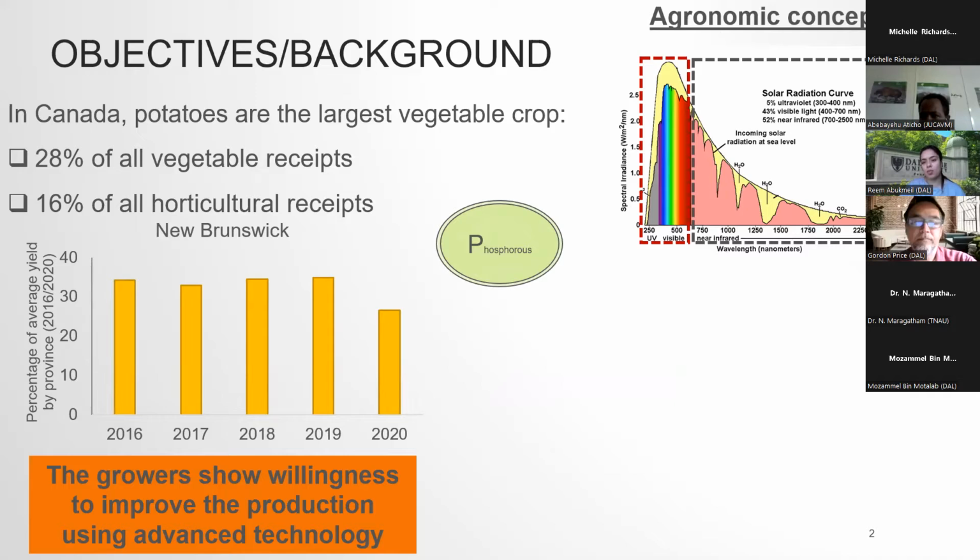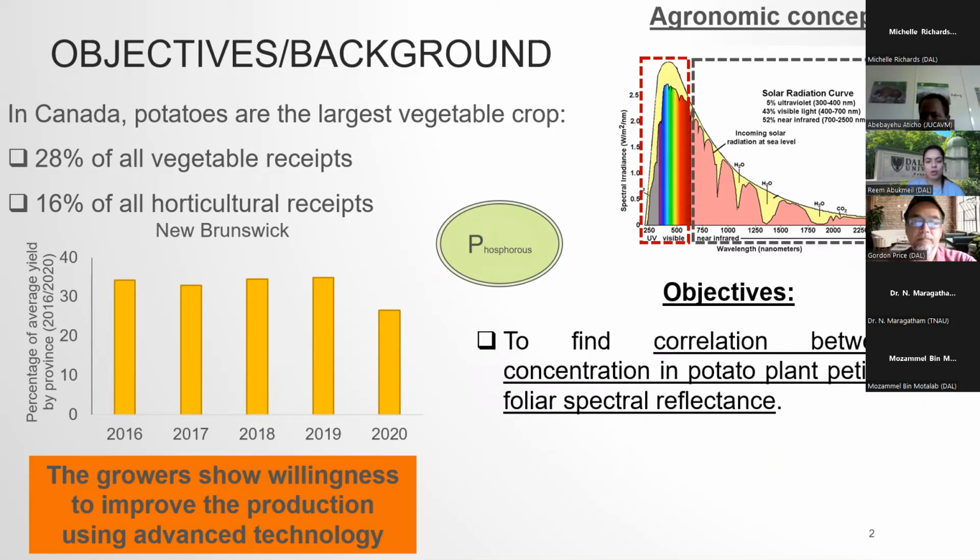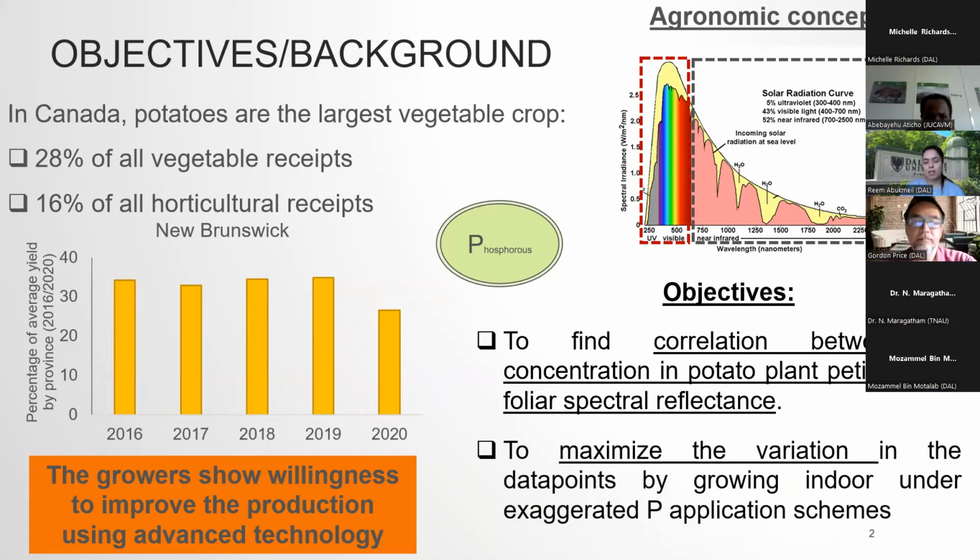And phosphorus is considered one of the macronutrients for plant production. So the presentation today aims to present the results and to find the correlation between the phosphorus concentration in potato plant petioles and the foliar spectral reflectance, and to maximize the variation in data points by doing some indoor experiments beside the outdoor farming and data collection from the outdoors. And for that, we aim to maximize the variation of our data sets for our machine learning and model development.